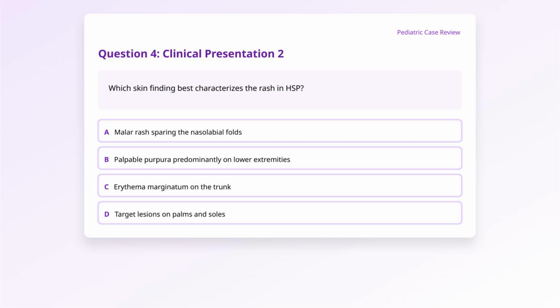Which skin finding best characterizes the rash in Henoch Schönlein Purpura? A. Malar rash sparing the nasolabial folds. B. Palpable purpura predominantly on lower extremities. C. Erythema marginatum on the trunk. D. Target lesions on palms and soles.